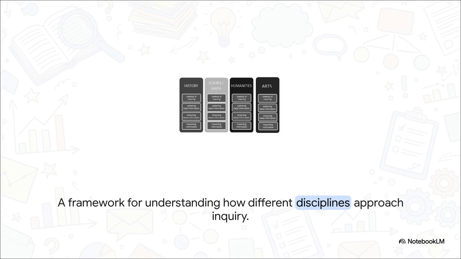This chart right here is a fantastic starting point because it illustrates a really crucial idea. Knowledge is not one size fits all. I mean, just look at the different columns. The method of inquiring in history, which is all about interpreting primary sources, is completely different from the scientific method that relies on controlled experiments. Same goes for how you gather and analyze info in the humanities versus the arts. This visual is just a perfect launchpad for a class discussion on why a historian and a chemist are going to approach truth in totally different ways.